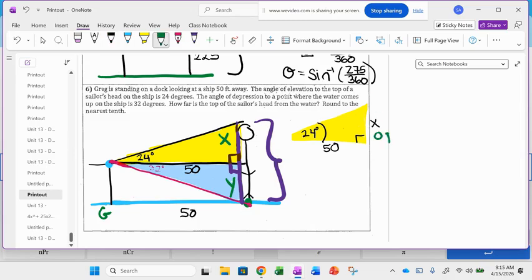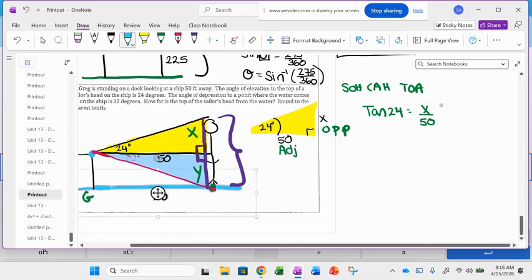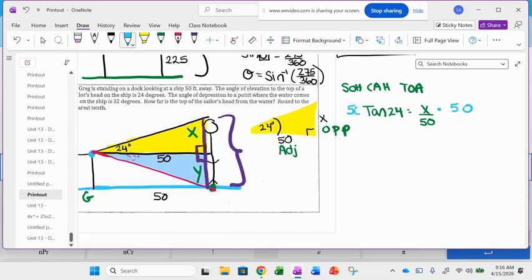So we have x is opposite, fifty is adjacent. If we're going back to SOHCAHTOA, we're going to use tangent. So the first equation is the tangent of 24 equals x over 50. To solve this, I'm going to multiply by 50 on both sides. So the 50s cancel, and now I have x is equal to 50 times the tangent of 24.